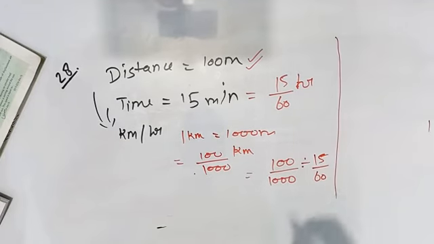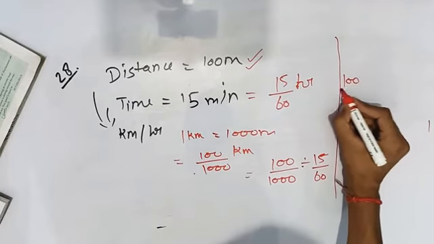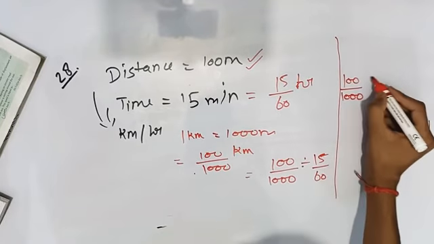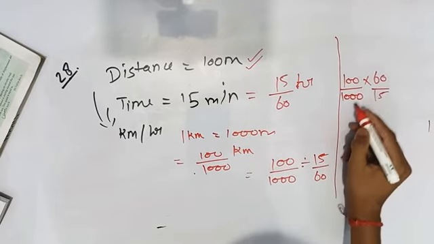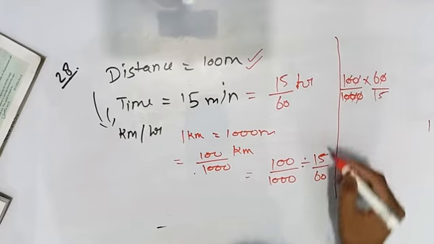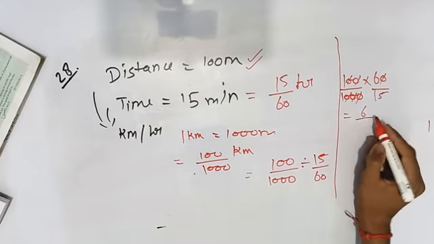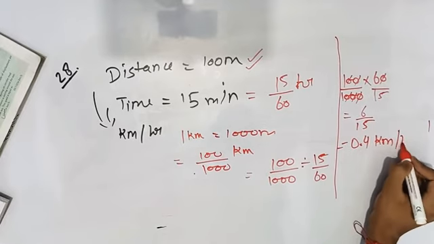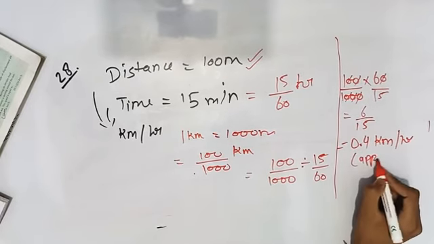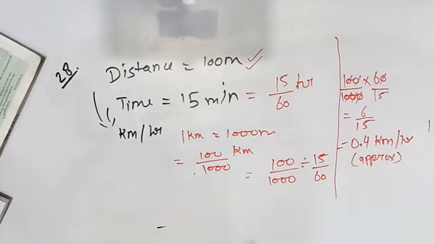So what we will do is multiply 100 upon 1000 by the reciprocal of 15, so it gets reversed. 0 cancels 0. So we got 6 upon 15. When we divide it, we get the value 0.4 kilometer per hour, approximately. So the tortoise moves a distance of 0.4 kilometer in 1 hour. This is our answer to question number 28.